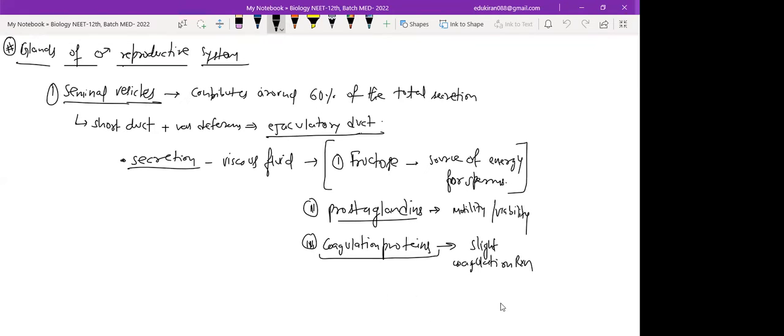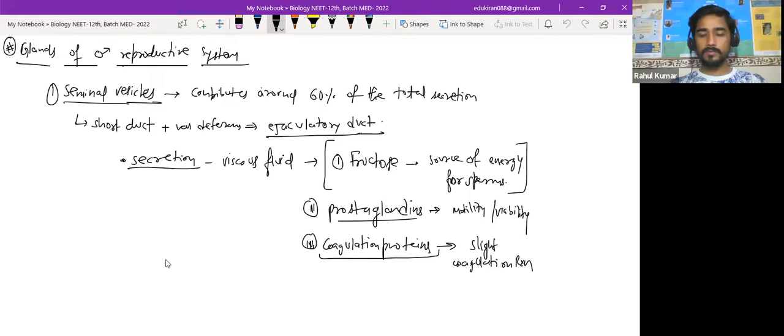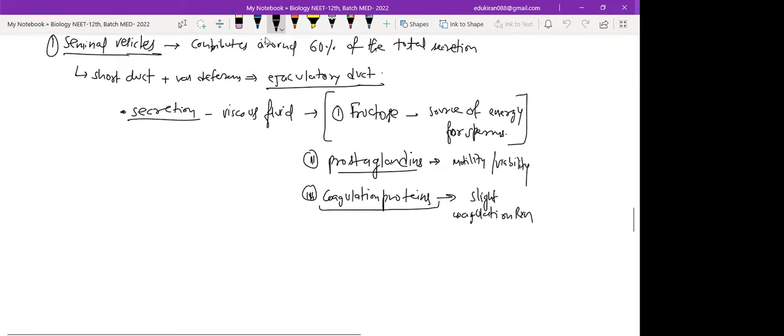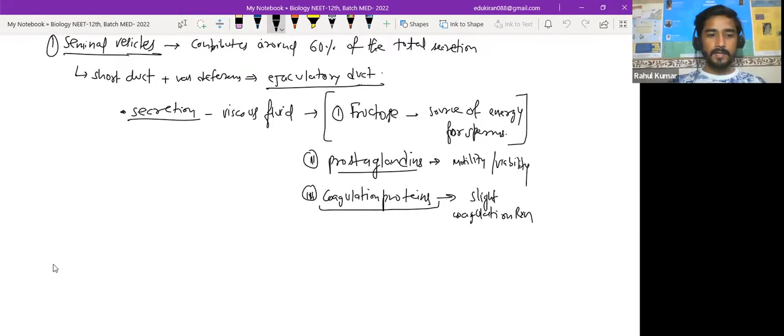Yes, Arpit. Sir, blood also contains the same protein? No. The proteins are different, but they are also called coagulation proteins or clotting factors, but they are not all the same. Sperms do not clot like blood. Okay. Now let's come to the second part, which is the second gland, the prostate gland.